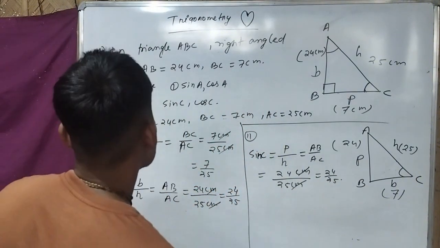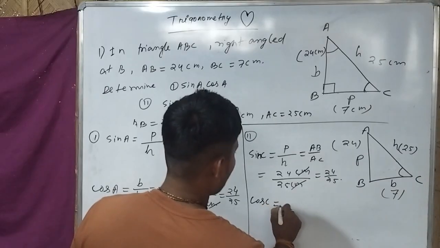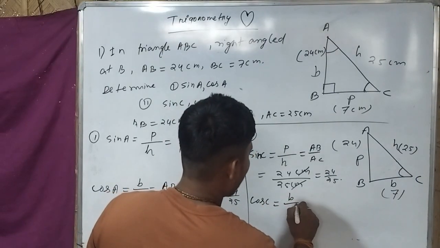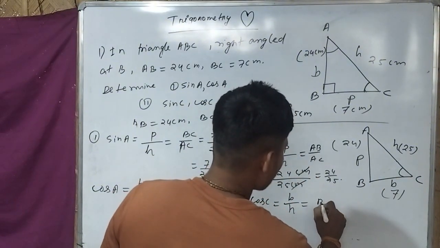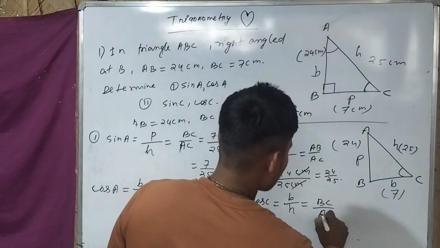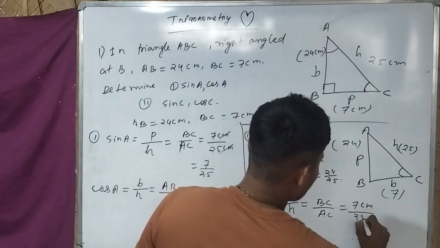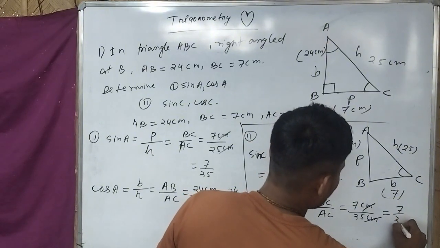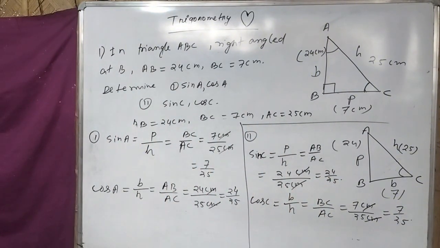Next, cos C. What is cos C? The formula is base by hypotenuse. If this is angle C, then BC is the base and the hypotenuse is AC. So BC is 7 centimeter by 25 centimeter. Centimeter cancels. 7 by 25 is your answer. So question number 1 is finished.